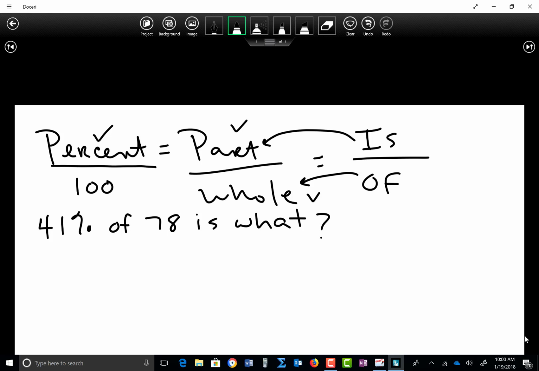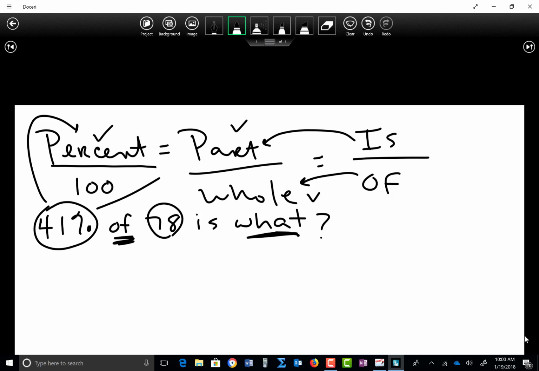If we take a look at this example, we see that we do have the percentage. Here's the word "of." So this is an indicator that the next word is going to be the whole thing. And so we're saying 41% of this number is what? And the what is the part. And usually in math, when we don't know something, we use an X. So you're trying to find the number that represents the whole thing and the number that represents the part. And we simply plug it into our percent proportion here.